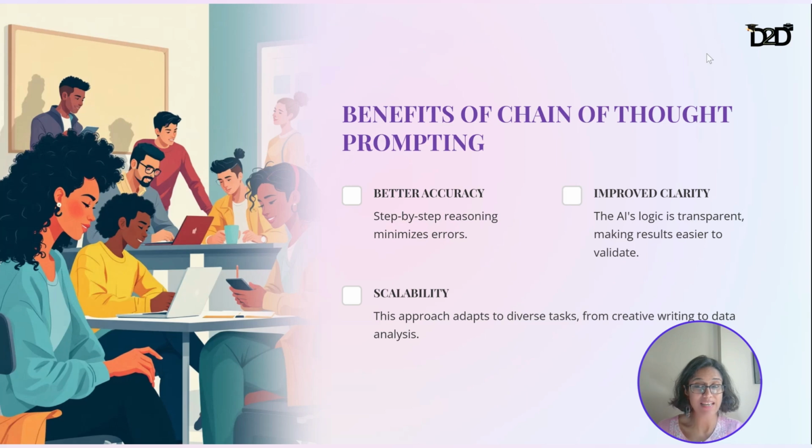It gives improved clarity. The AI's logic becomes transparent, making results easier to validate, and you get to know the AI logic much better. Scalability. This approach adapts to diverse tasks, from creative writing to data analysis. Chain of thought prompting transforms AI into a reliable problem-solving partner. Whether you're tackling a strategic business problem or crafting a creative solution, this method ensures consistency and clarity.